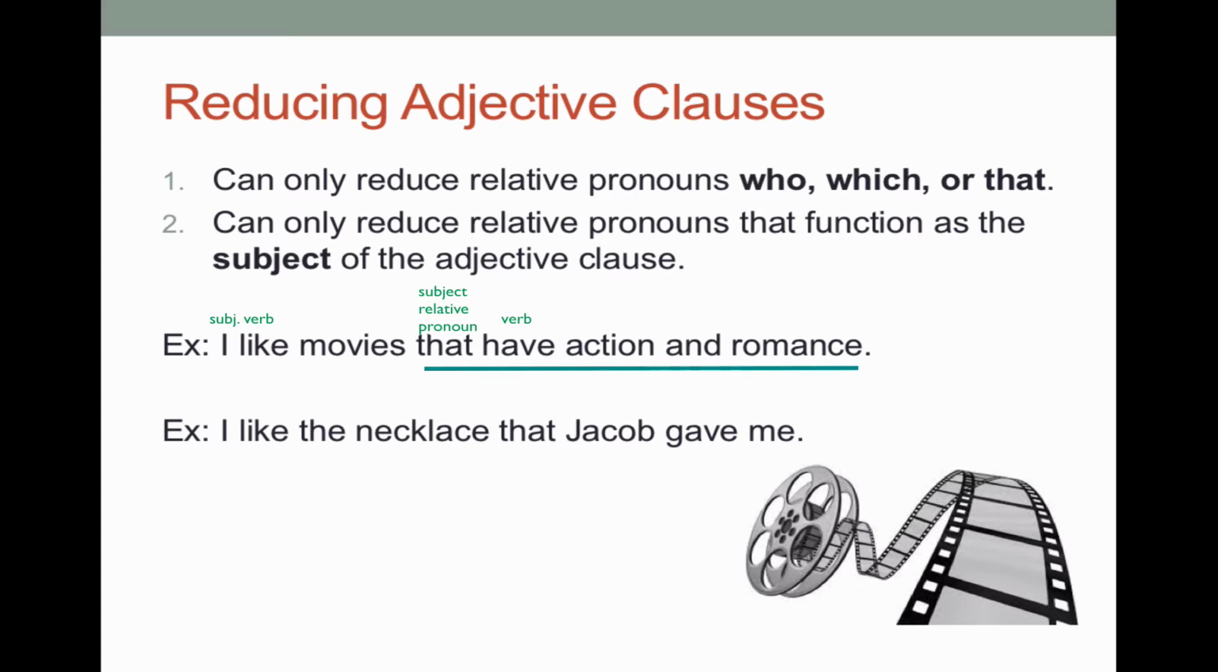On the other hand, we can also have relative pronouns that function as objects, like in the second example. I like the necklace that Jacob gave me. That is my relative pronoun. However, in this example, it's receiving the action of Jacob giving, and so Jacob is my subject, gave is my verb, that becomes the object. So when we're talking about reducing adjective clauses, we want to ignore those that act as objects and only focus on the ones that act as subjects.